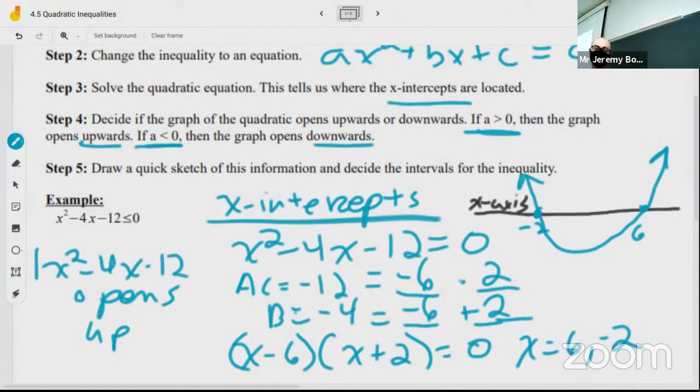Any questions on that? I don't care how far below the x-axis it goes down. I don't care how fast it grows. I just know this is basically my shape: it opens upwards and intersects at negative 2 and 6. Any questions on the drawing? Nope. All right, so now let's revisit what we were trying to find. We were trying to find where it's less than or equal to 0. Where is that graph less than or equal to 0? Where is that graph? On the x-axis or below the x-axis?